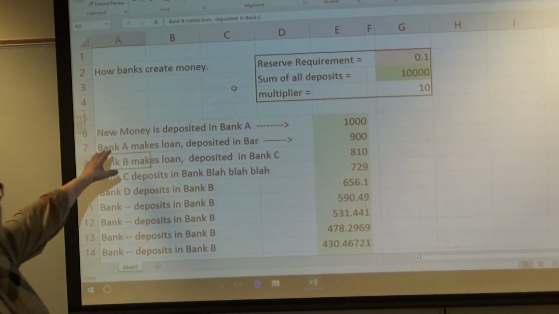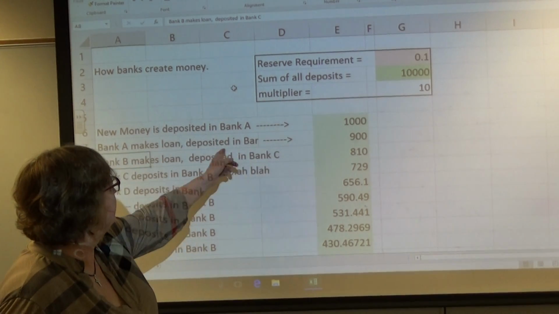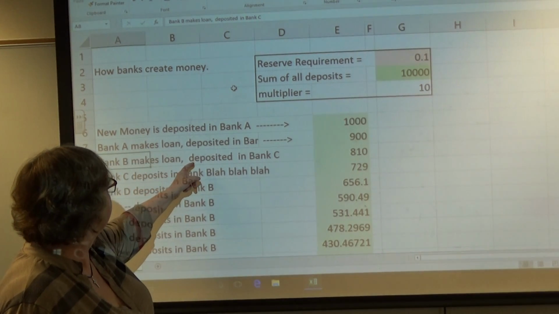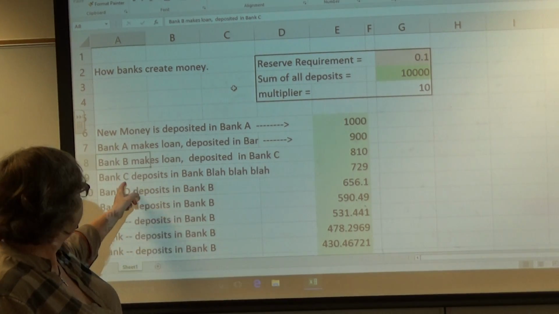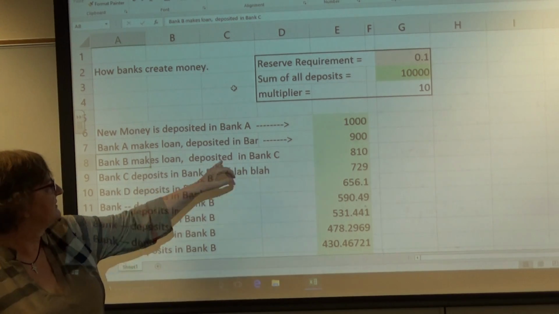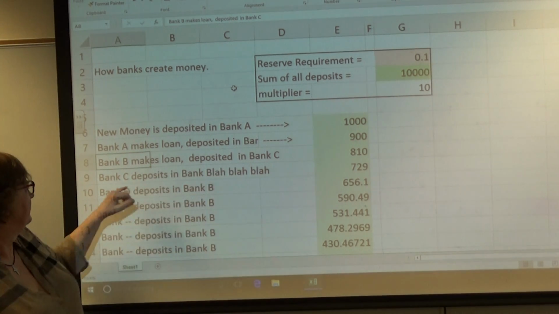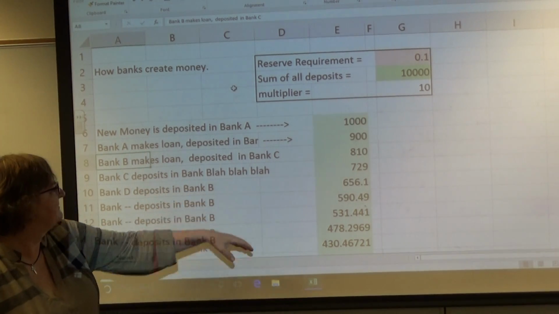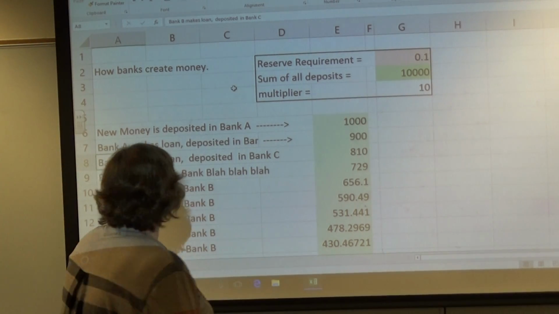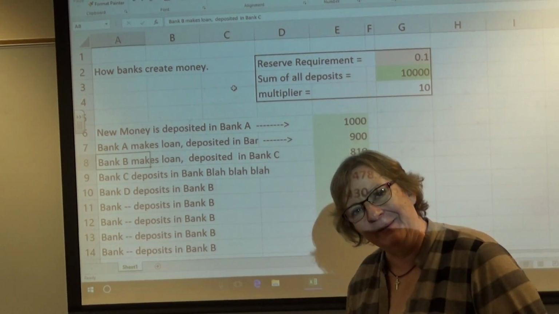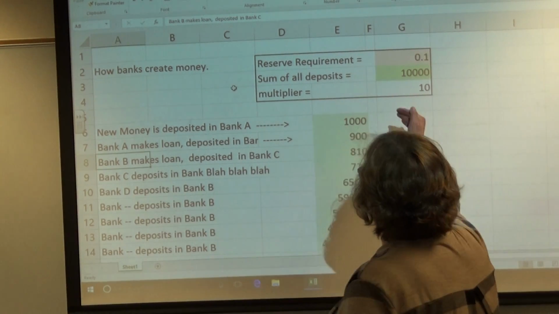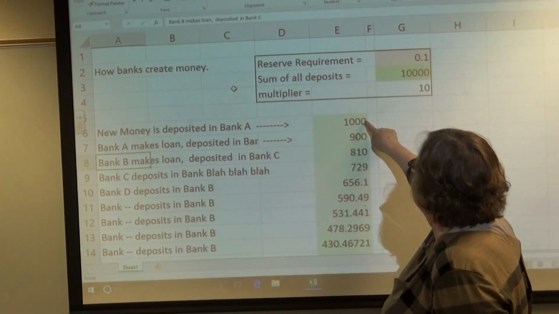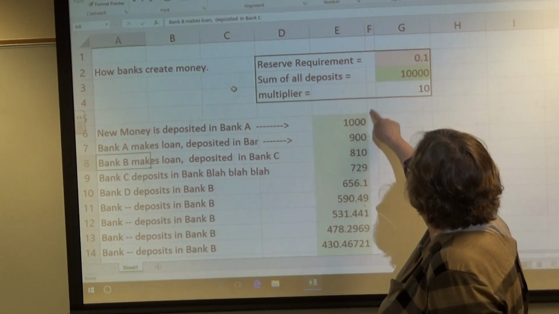Okay, Bank A makes a loan and deposits it into Bank B. Bank B makes a loan and it gets deposited in Bank C. Bank C makes a loan and it gets deposited in Bank D. Bank D makes a loan and the person that gets the loan deposits it in the next bank, okay? So how much can they loan? Well, the first one, Bank A, has $1,000 deposited, but they have to keep 10%.